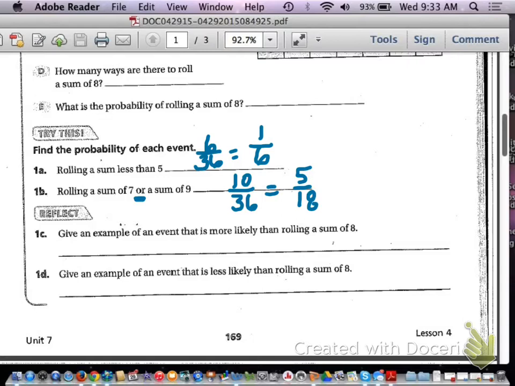Okay, reflecting on 1C, it could be that rolling a 7 would be more likely than rolling an 8. In fact, it would be the only one more likely. So rolling a 7. And an example of an event less likely than rolling an 8 could be rolling a 4, or rolling a 12. Any of those would fit because it would be less likely. So rolling a sum of 12.